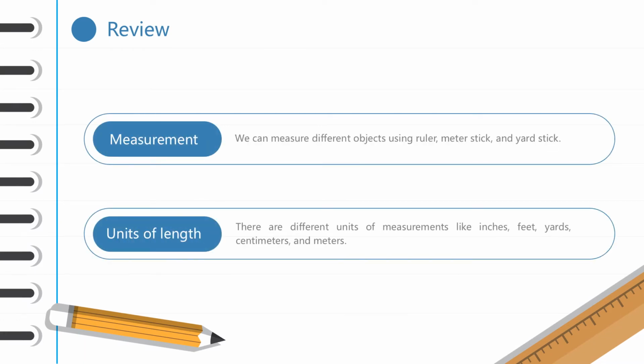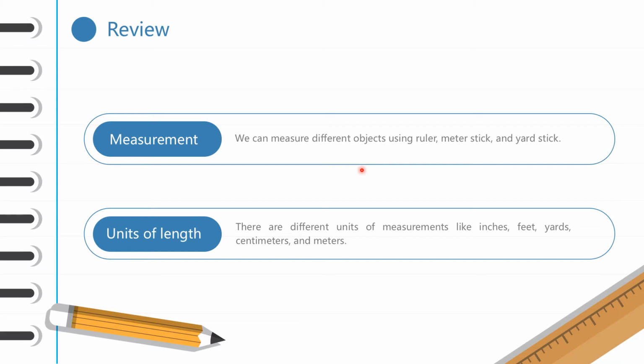Before getting into the lesson, let's review some concepts which we already know. We have an idea about measurements, that we can measure different objects using different tools. Now quickly tell me, what are the tools you can use to measure? Excellent, ruler and meter stick, very good, and yardstick and measuring tape. So there are some tools which we can use.